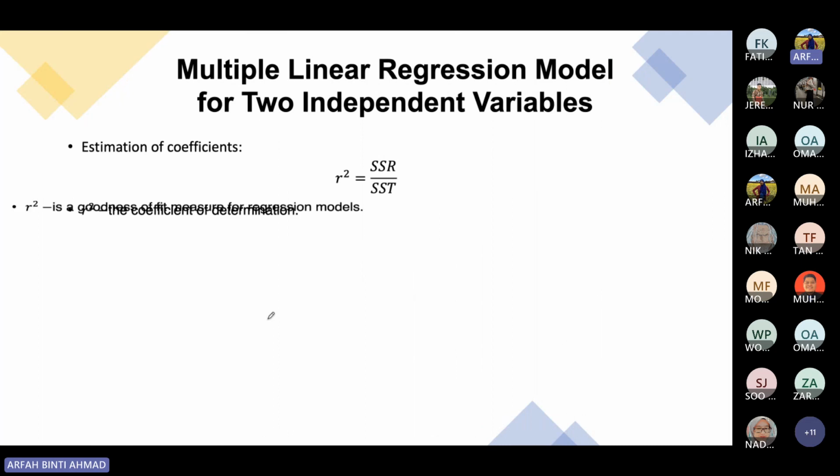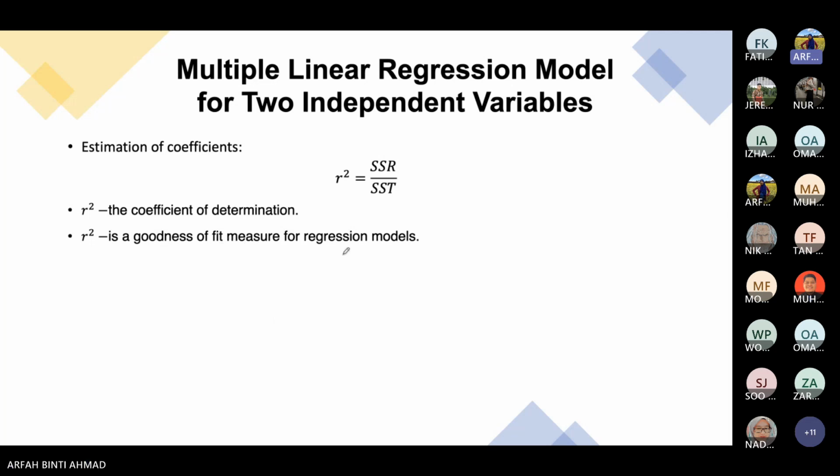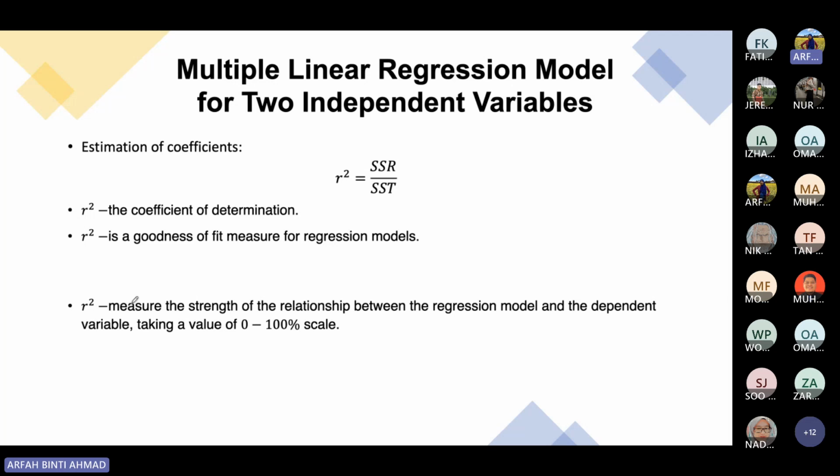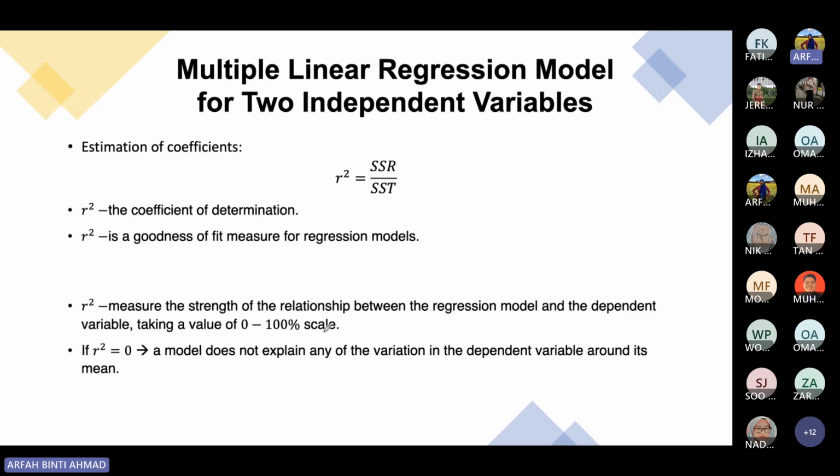Estimation of coefficient, R squared is the coefficient of determination. It also measures how good the model fits your data. Meaning that kita nak menjawab persoalan betul ke model ni benar-benar sesuai untuk data. Okay? Is the model really suitable for the data that you have. So from here, R squared also measures the strength of the relationship between the regression model and the dependent variable, by taking a value between 0 up until 100% in scale.